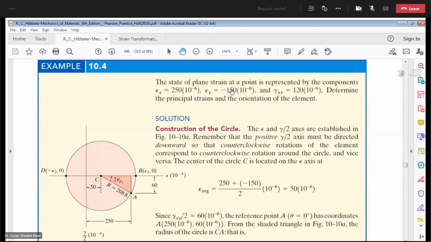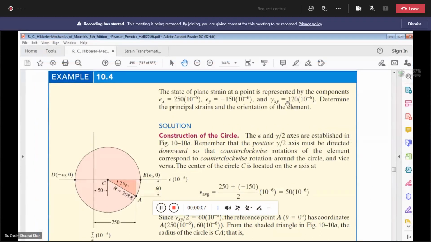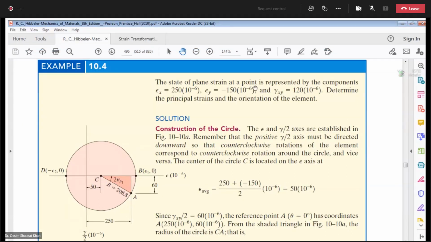Epsilon x is 250 microstrains, epsilon y is minus 150 microstrains, and shear strain gamma xy is 120 microstrains. So I repeat, the state of plane strain at a point is represented by these values. The question asks you to determine the principal strains and the orientation of the element.